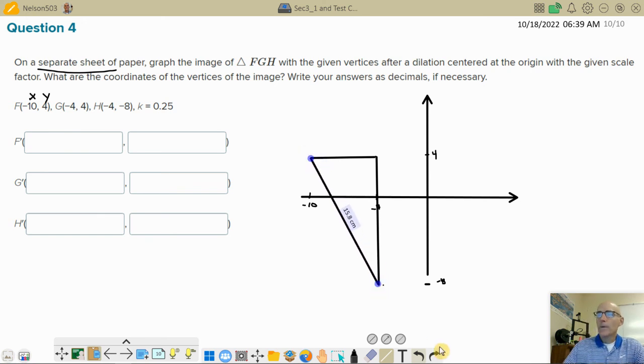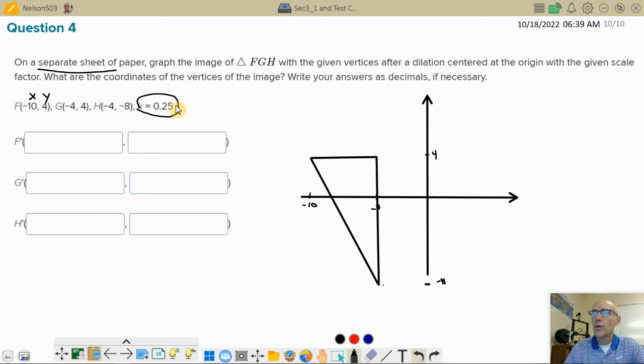Okay. So it says we have a 0.25 scale factor. There's my scale factor right there. So instead of going over 10 and up 4, I'm going to take a quarter of that, or a fourth of that, or divide it by 4.